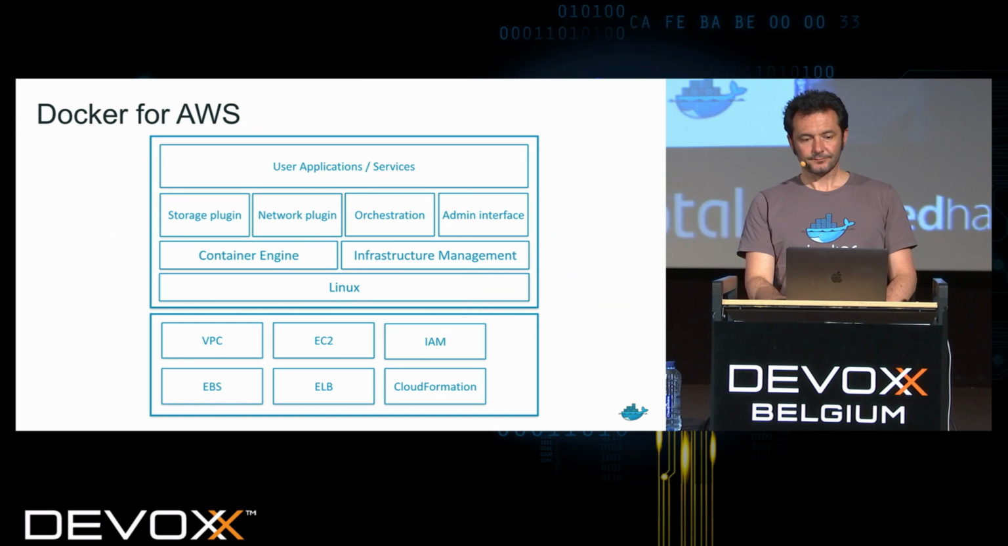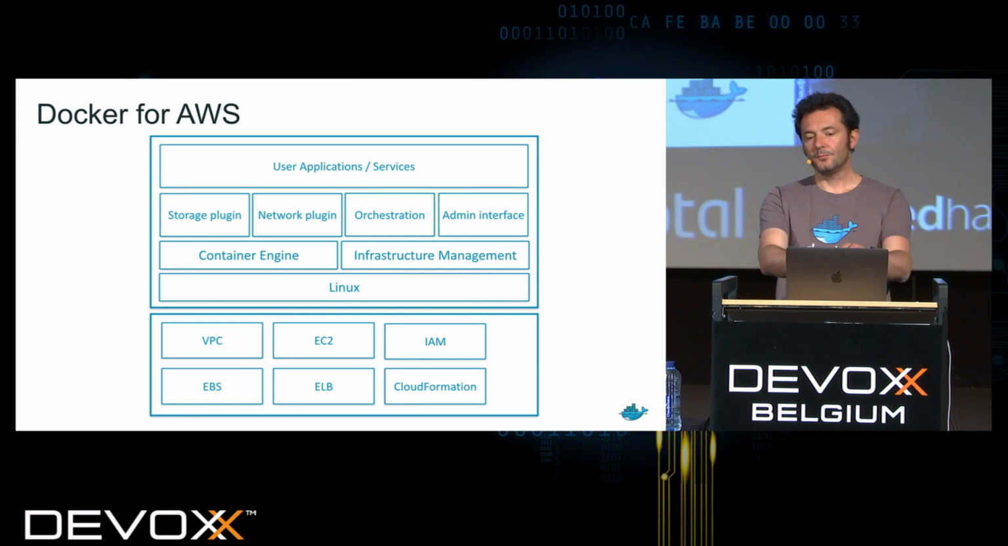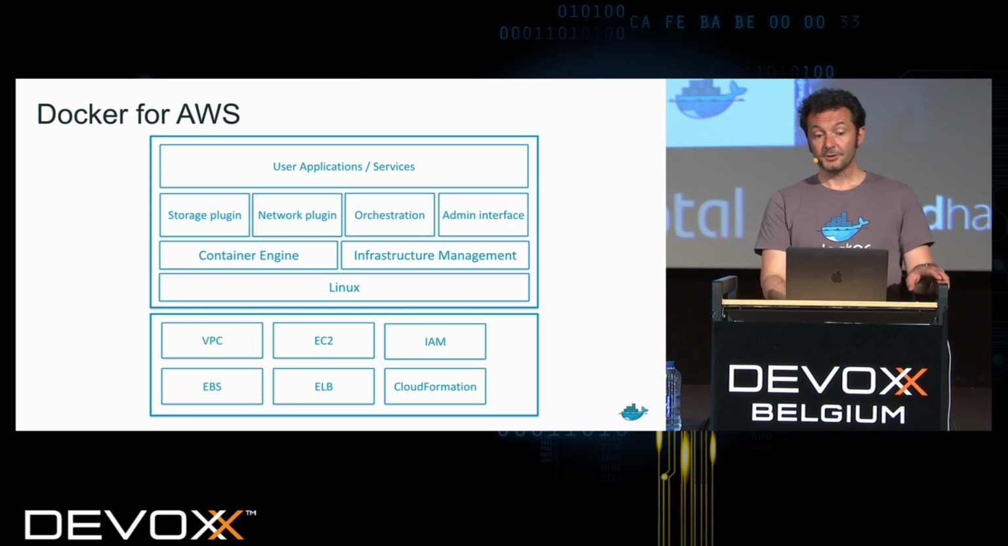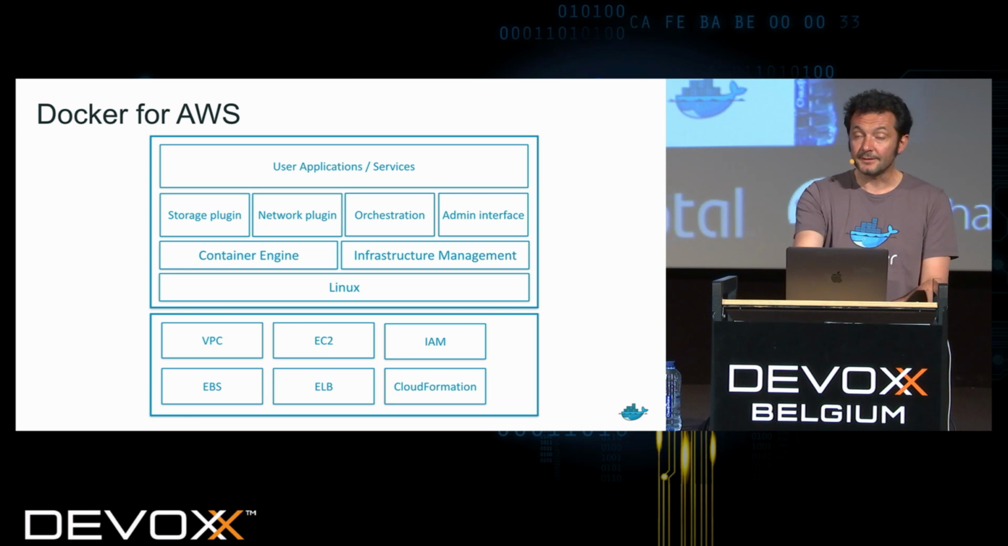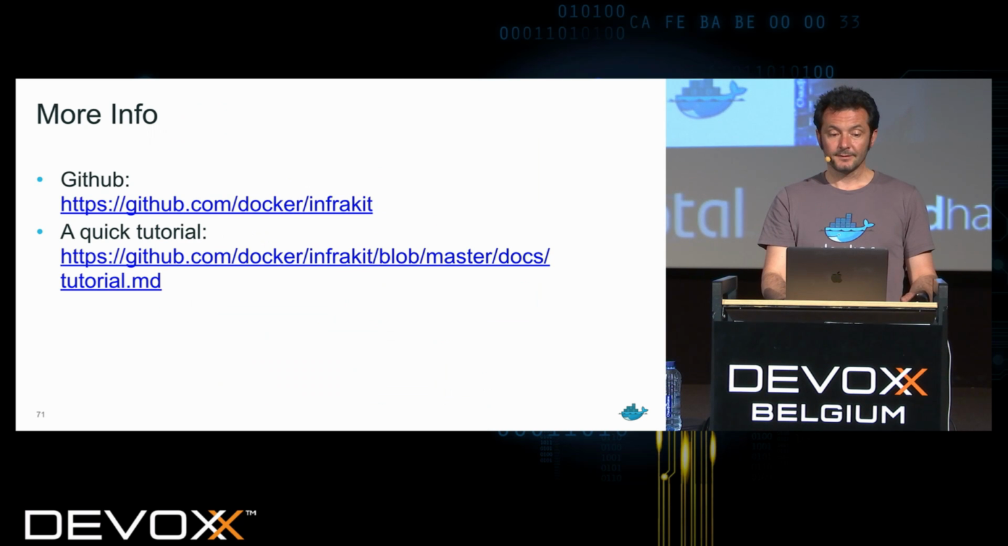So Docker for AWS looks something like that. At the bottom, you have all the infrastructure. On top, you have a version of Linux. On top of that, you have the container engine, your storage plugins and network plugins, the orchestration that's part of Swarm, some admin interface, but then in the middle, you have that infrastructure management piece. And that's what we call InfraKit.